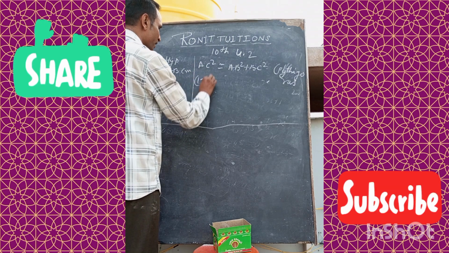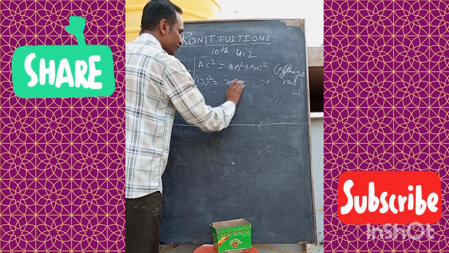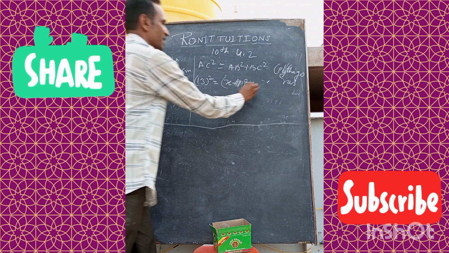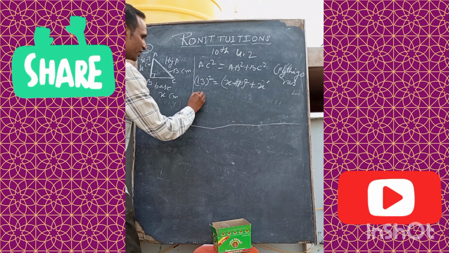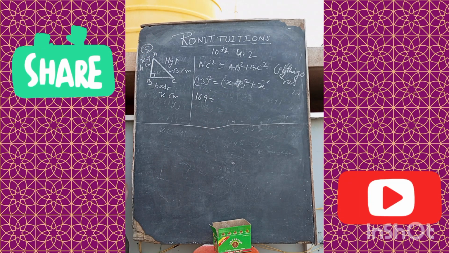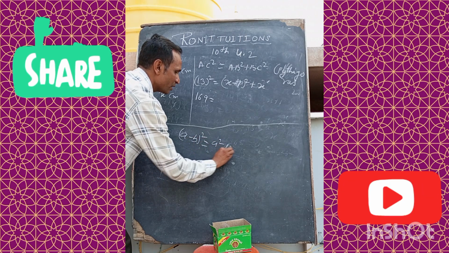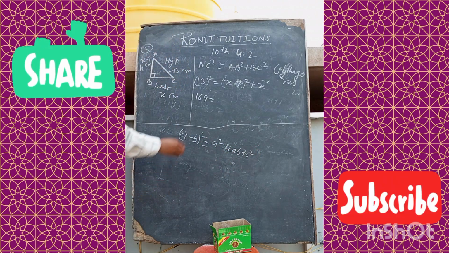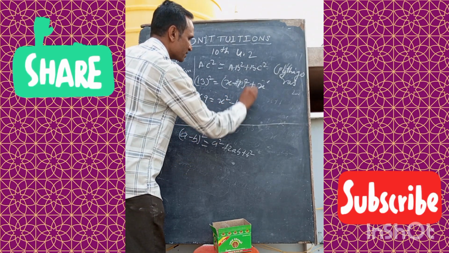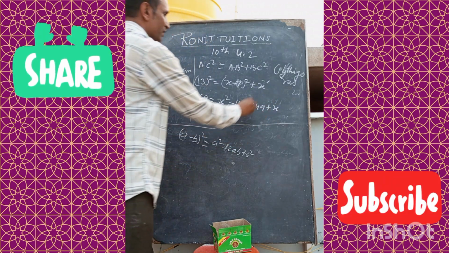AC is given as 13, so 13 square is equal to AB square, which is x minus 7 square, plus BC square, which is x square. So 169 is equal to x minus 7 whole square plus x square. A minus B whole square is equal to A square minus 2AB plus B square. Here A is x and B is 7, so it becomes x square minus 14x plus 49, plus x square.